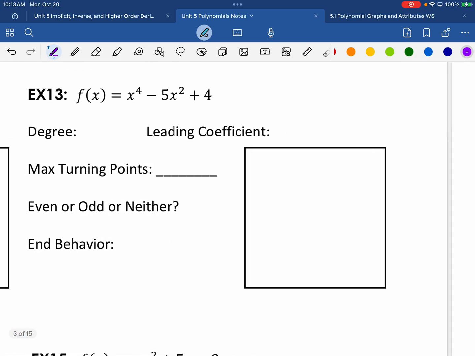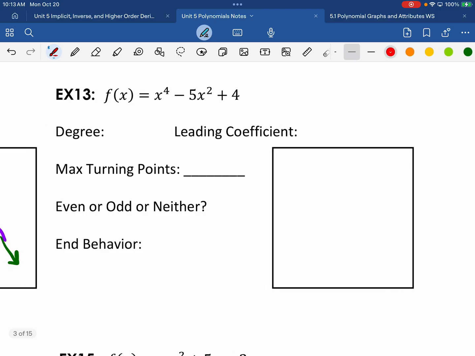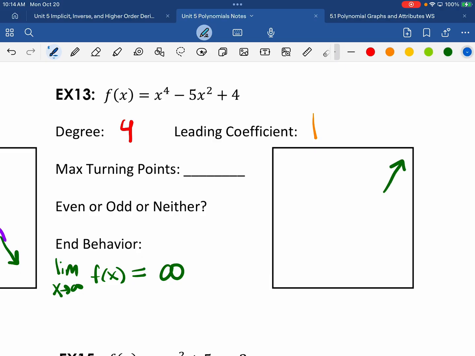All right, let's go to 13. Let's try another one. First, what is my degree? 4. What's my leading coefficient? 1. So from that, we can figure out my end behavior. So the limit as x approaches infinity of f of x. What's the right side going to do? Positive, because it's even and positive. The right side will go up. What's the left side going to do? Also go up, because even is going to go in the same direction. So the limit as x approaches negative infinity of f of x is also going to go up. So I know the left side and the right side, they're both going to go up.